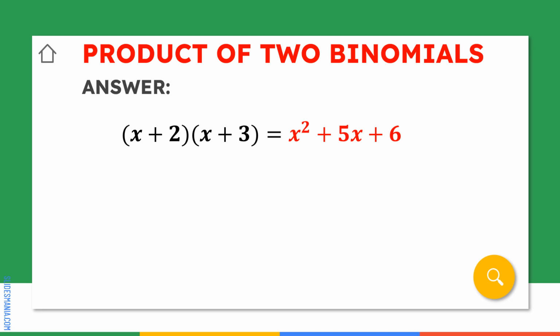So, the product, if we multiply x plus 2 and x plus 3, is x squared plus 5x plus 6. Isn't it easy? Take note, dear learners, that as long as you are familiar with the first, outer, inner, and last terms of two binomials, multiplying binomials is very easy. Always remember the FOIL method, okay? Let us now move to the next special product.